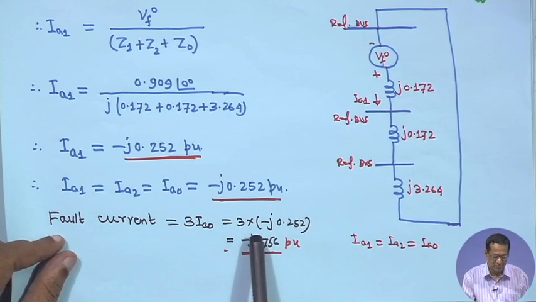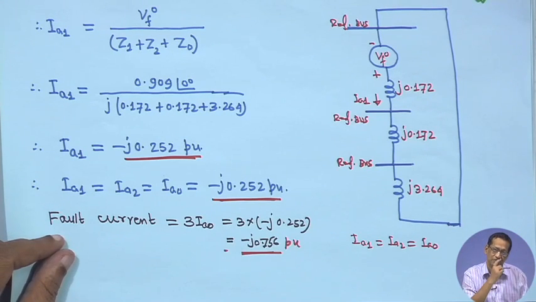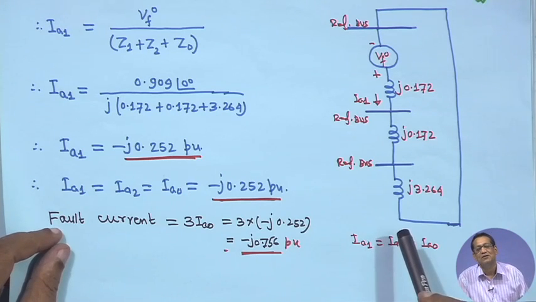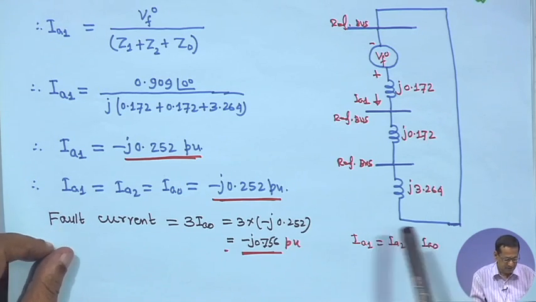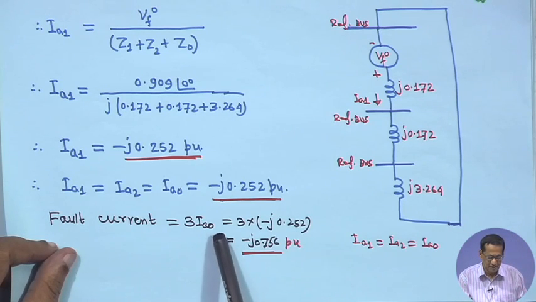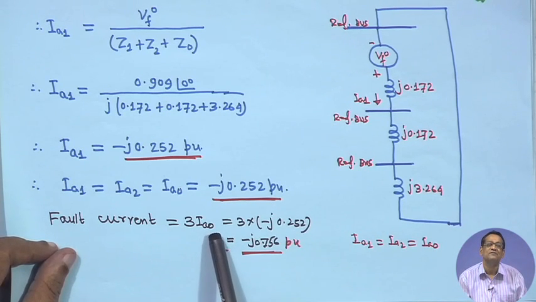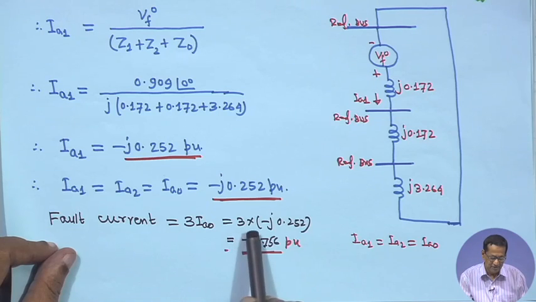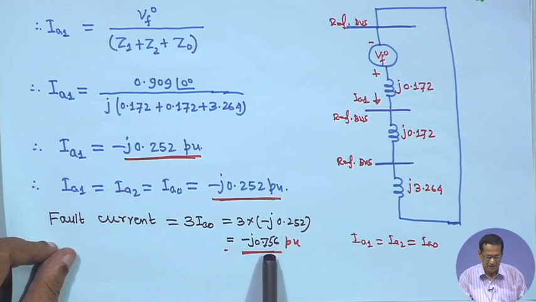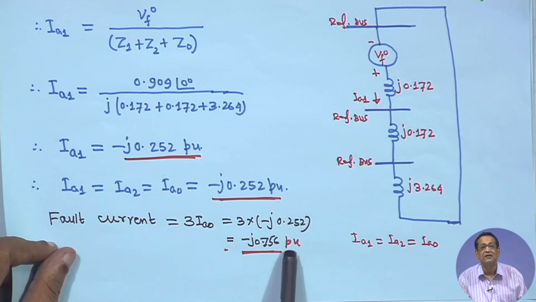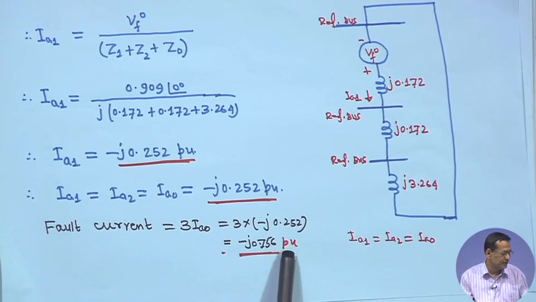This is when we were deriving the circuit connections for line to ground, double line to line and double line to ground fault. So, fault current is equal to 3 I A 0. If I recall, this is equation number 7, is equal to 3 into minus J 0.252, that is minus J 0.756 per unit. So, this is the fault current.